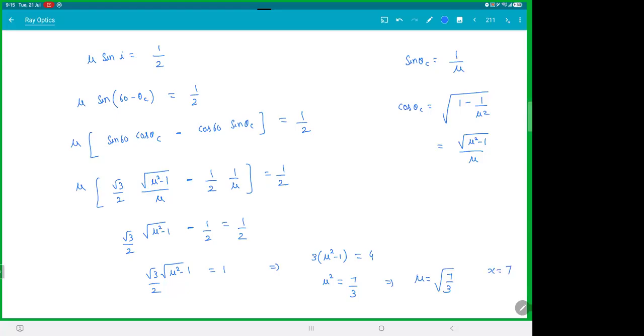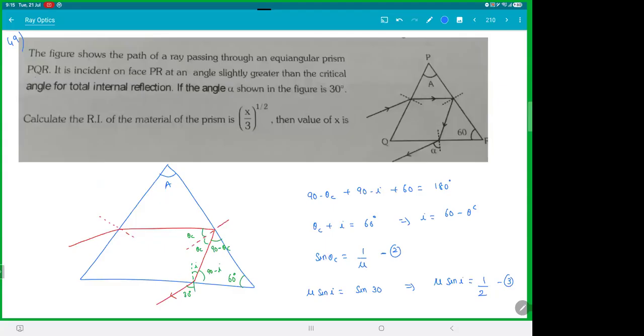Clear with the steps? So the main thing is these 3 equations. Like I said, if the light ray has a TIR and comes off, don't use any of your regular prism formulas. Any doubts on this? So just because you see a prism doesn't mean you have to use prism formula. So just be careful with that.